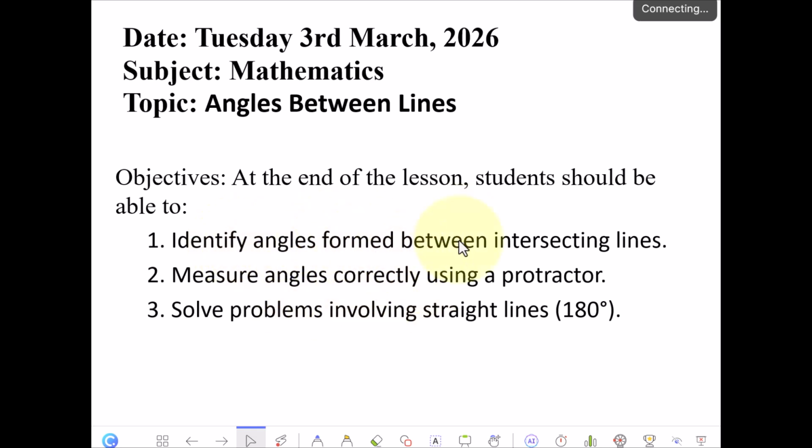When lines intersect, identify angles formed between intersecting lines. When lines intersect, there are some angles that are being formed. How do you get those angles? Then measure angles correctly using a protractor. I still want us to learn how to use a protractor. It's very important. Then we should be able to solve some problems on straight lines. So this objective 3, we'll do it more from tomorrow, not actually from today. But let's get the idea of today's lesson.